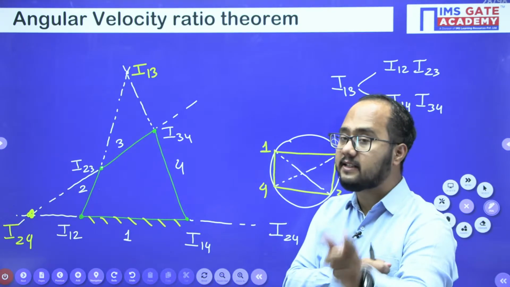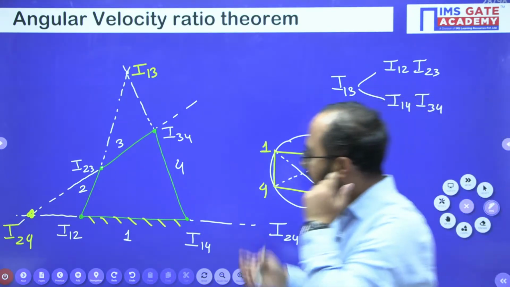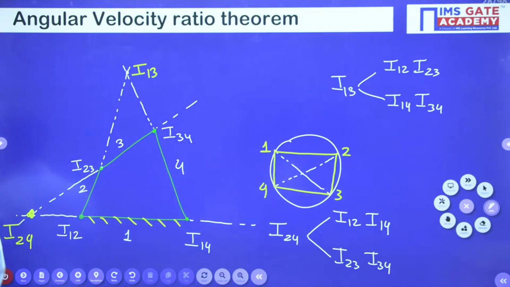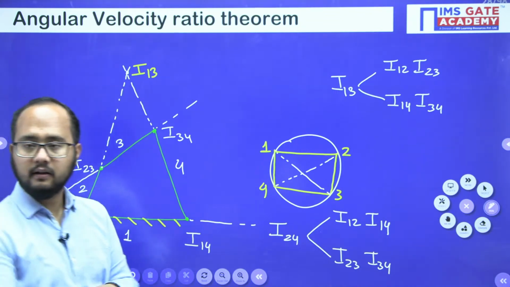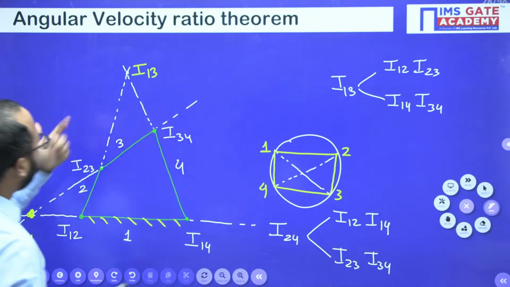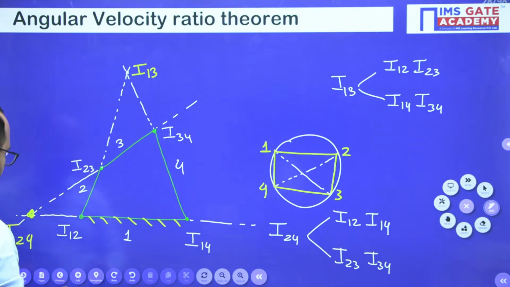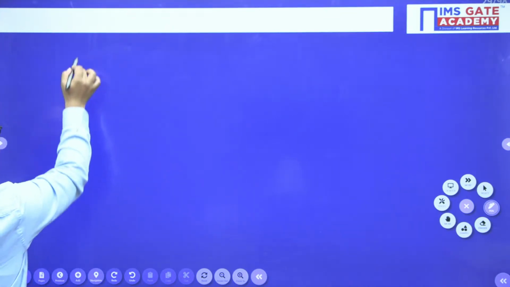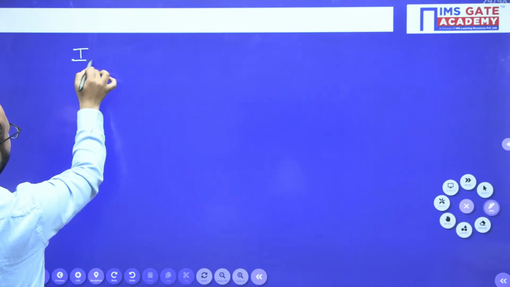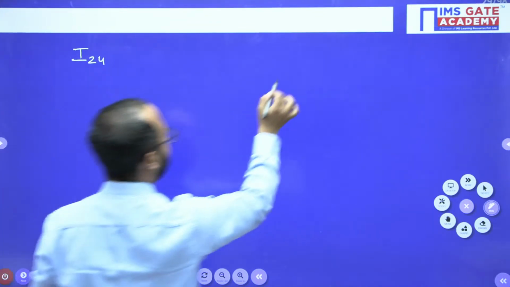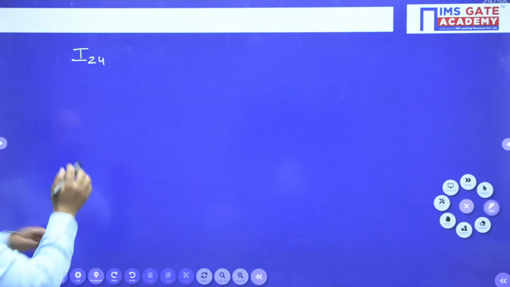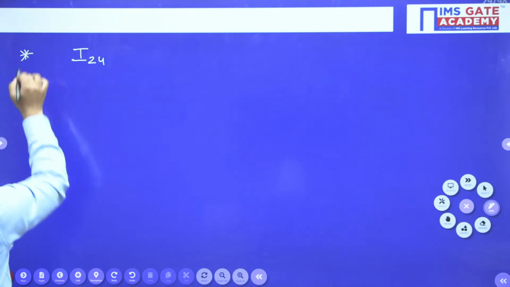I hope how to identify the location of the different eye centers for a case of 4-bar mechanism is clear to everybody, right? Now we will use the angular velocity ratio theorem. Till now, any doubts? Guys, please tell me, is there any doubt? Clear? Now for the angular velocity ratio theorem, I am taking I24 or I13. It's your choice. Let's suppose first I will take I24. After that, I will take I13 also, no problem.